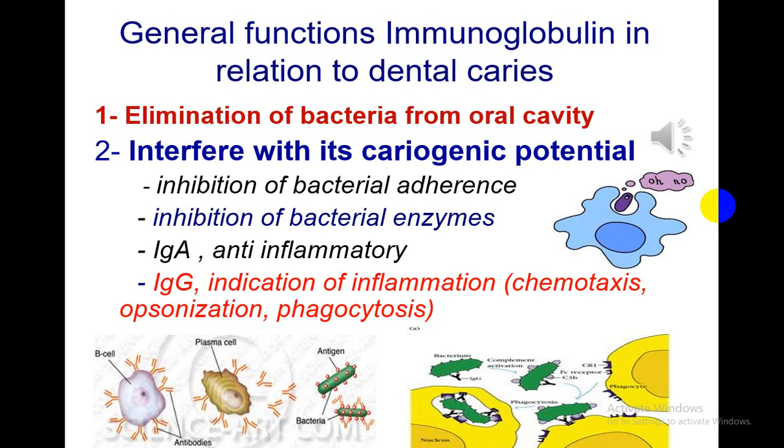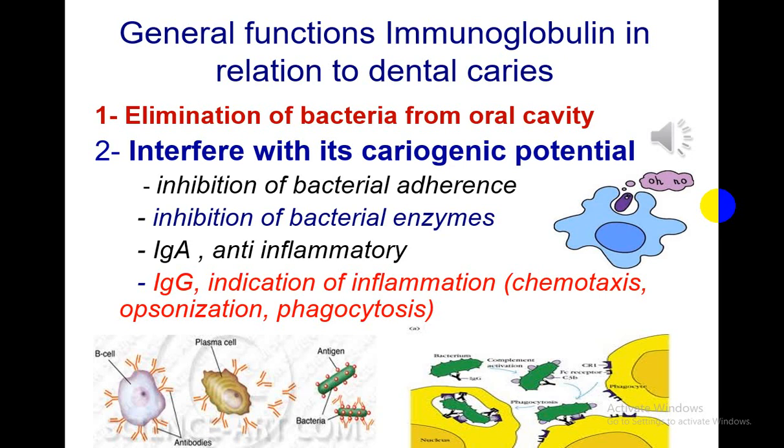Immunoglobulin A has anti-inflammatory action in mucosal tissue, while immunoglobulin G has the ability of bacteriolysis and also the ability of induction of inflammation through chemotaxis and opsonization of these bacteria, or through phagocytosis by the polymorphonuclear leukocyte.